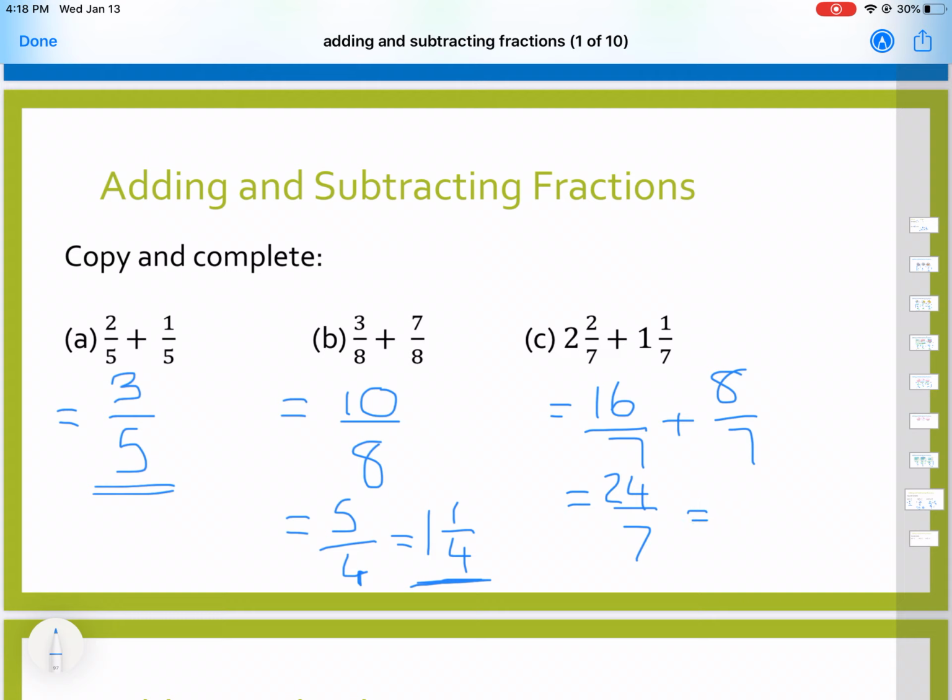And I can then change that into a mixed number again. 7 goes into 24 3 times with a remainder of 3. And we'll make sure to put that remainder over 7 as well.